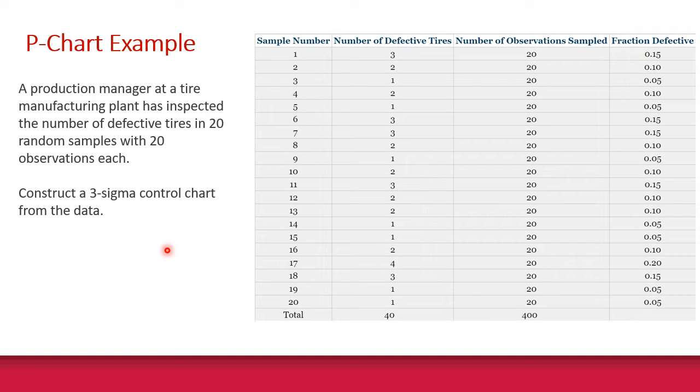So let's take a look at an example of a P chart. This is the best way to learn how to use the charts, is to actually look at examples. So we're going to look at an example, and we're going to calculate the control limits from the center line by hand, and then we're going to use Minitab to actually do the work for us and plot the results.